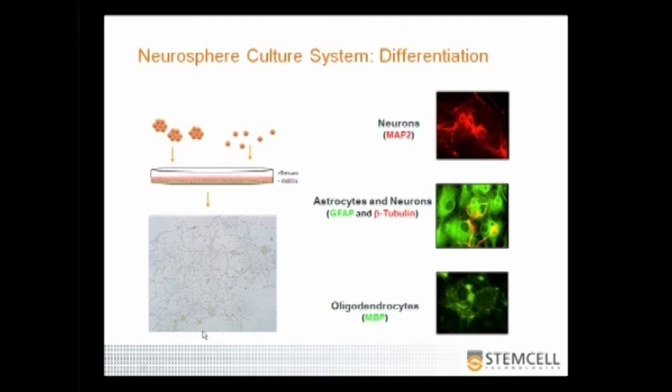Here, the neurons were detected with an antibody against MAP2 or beta-tubulin. Astrocytes were detected with an antibody against GFAP, and oligodendrocytes were detected with an antibody against MBP. Immunocytochemistry antibodies are available also, and these have been pre-tested.